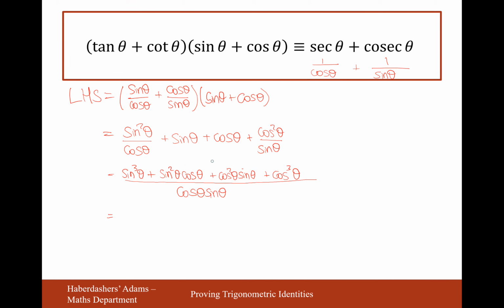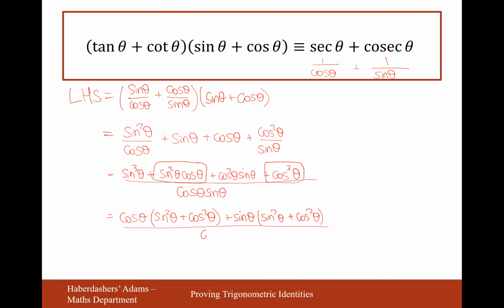Let's just take the first, this one here and this one here, first of all, and factor out cos from it. So it'd be cos theta, and then what's left over is going to be sine squared theta plus cos squared theta. Lovely, so that's the first one, and then we'll do the same with the other two, factorising out sine. So it's going to be sine theta bracket sine squared theta plus cos squared theta. Great, so that's going to be over cos theta sine theta.